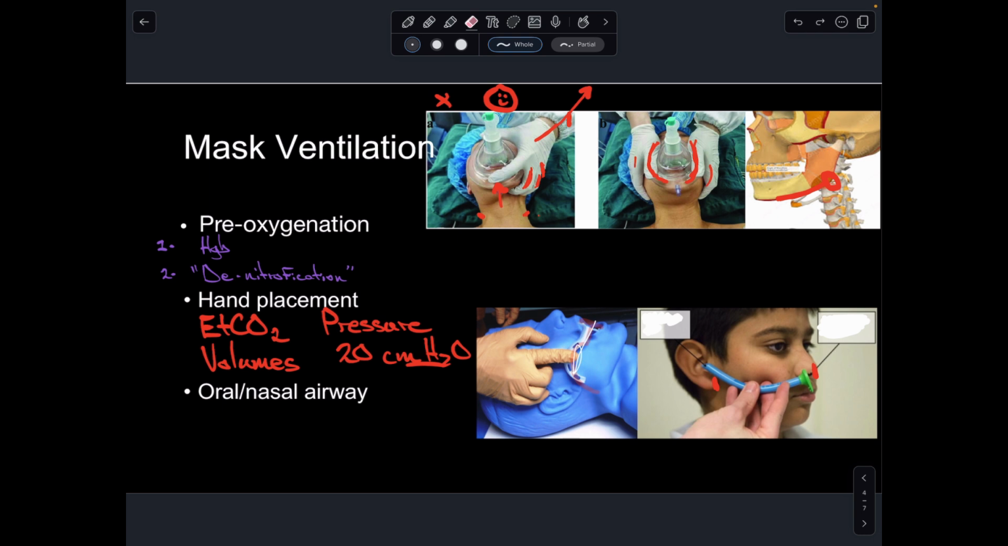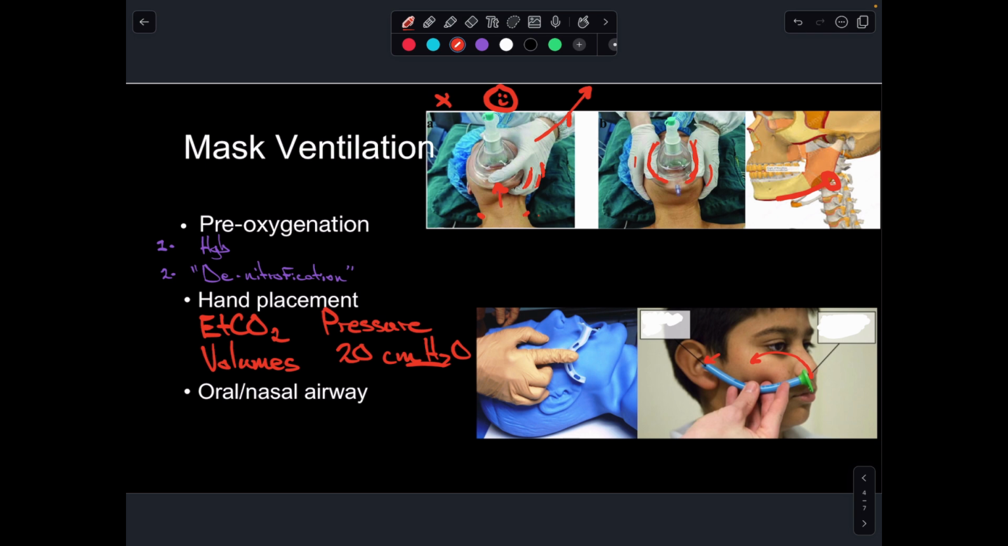When you place an NPA, you'll first lubricate the tube. Make sure not to place any lubricant on the end of the tube, because then you're occluding your device that's supposed to open up your airway. And you'll really just take this end right here, which has a bevel on it, and place the bevel, the smooth part, towards the septum of the nose, and gently insert it through the nasal cavity down into the pharynx.